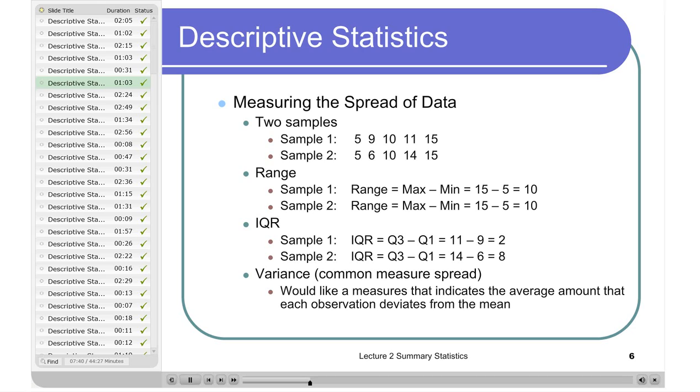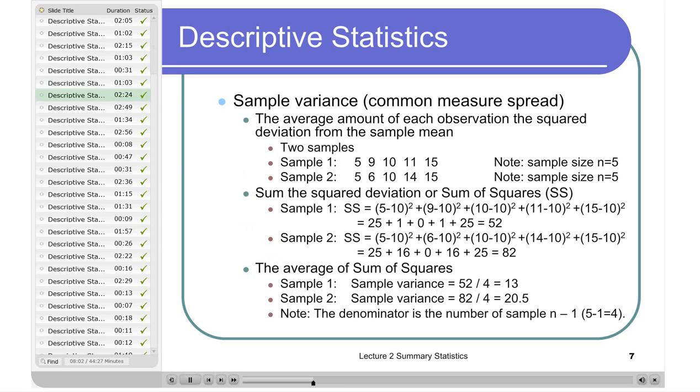The most important and most commonly used measure of spread for a data set is called the variance. The variance is based on the idea that we would like to be able to measure the average distance from each observation to the mean. Another way that we could put that is we want to measure the average amount that each observation deviates from the mean.